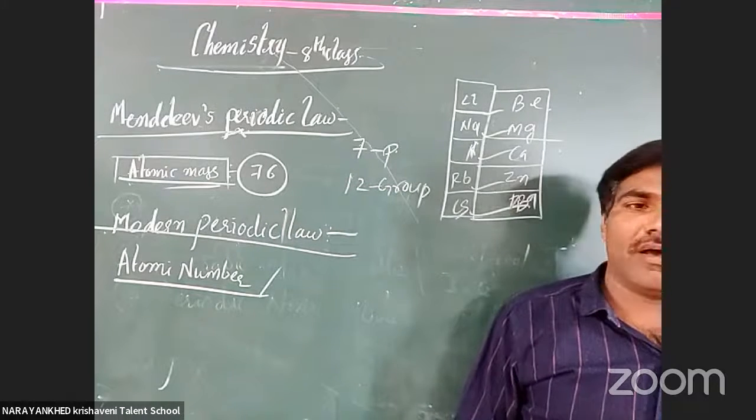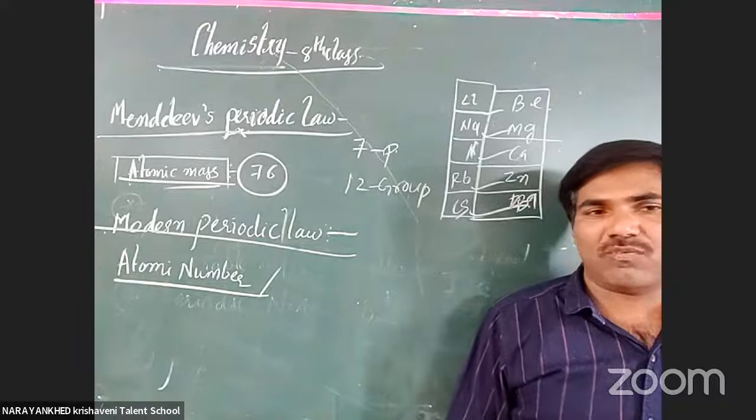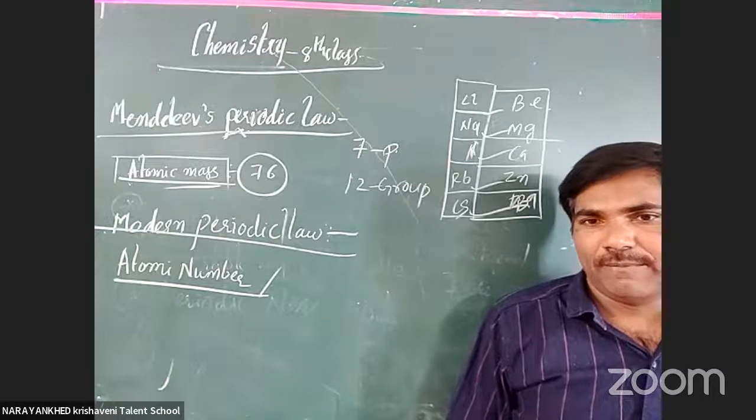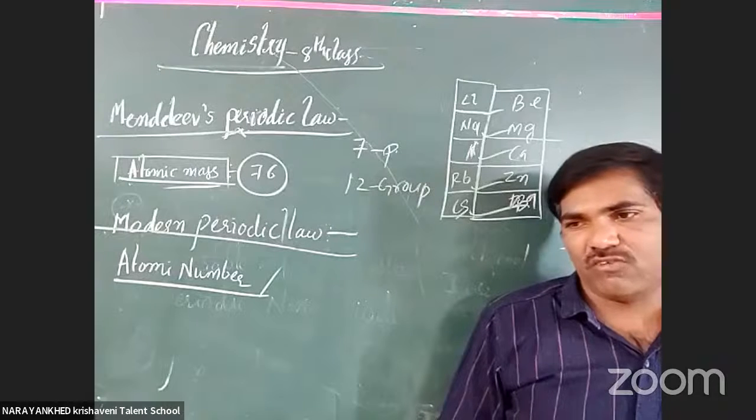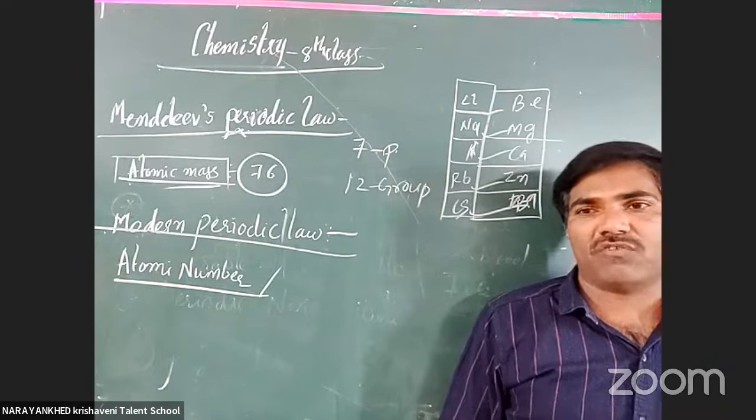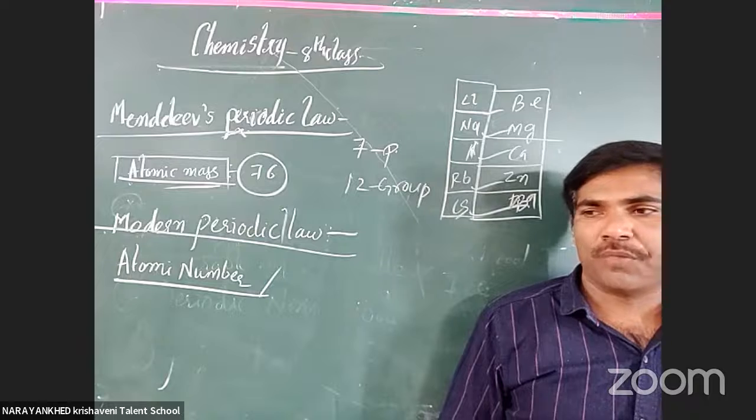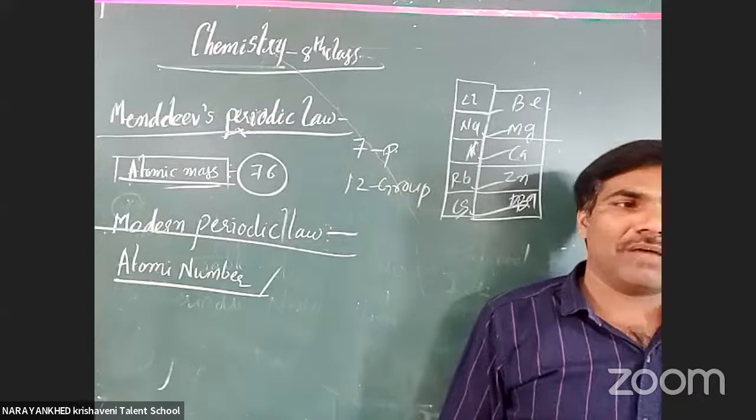And in your 10th class textbook, it is available. Once check it. The Mendeleev periodic table is available in the 10th class physical science textbook also. If you want more information, once refer to the 10th class textbook. It will be available there about Mendeleev. And the next one is the modern periodic table.